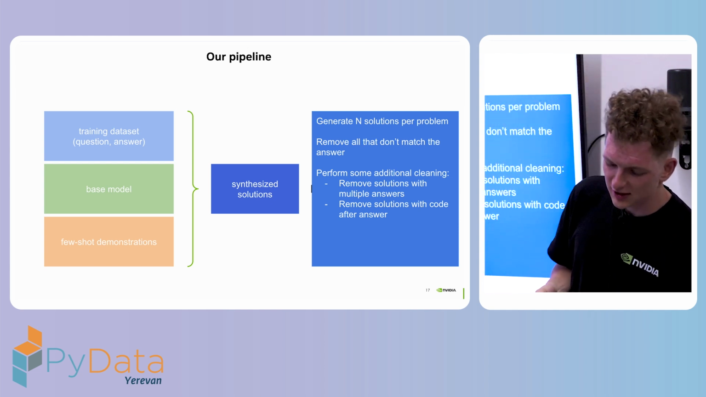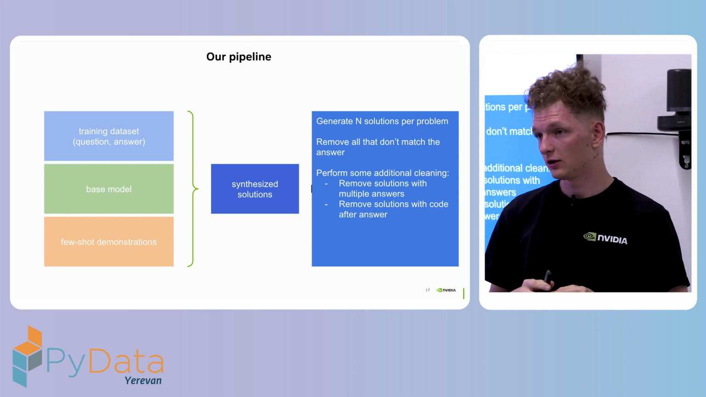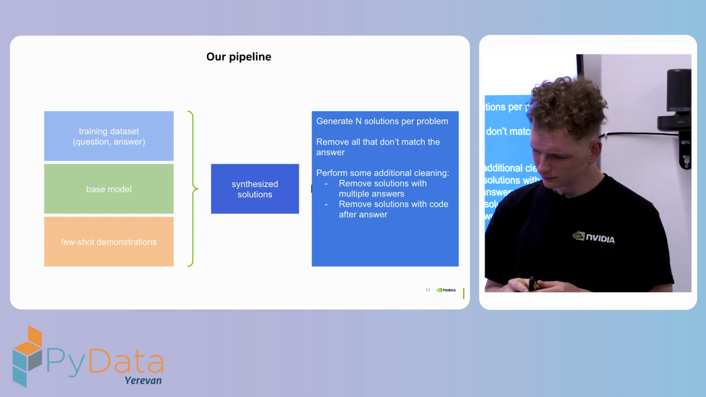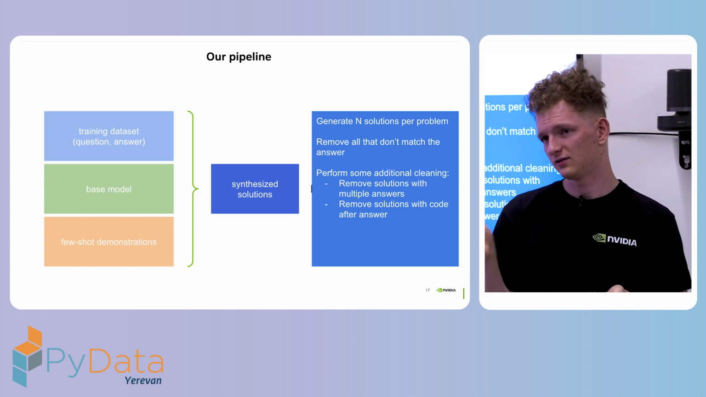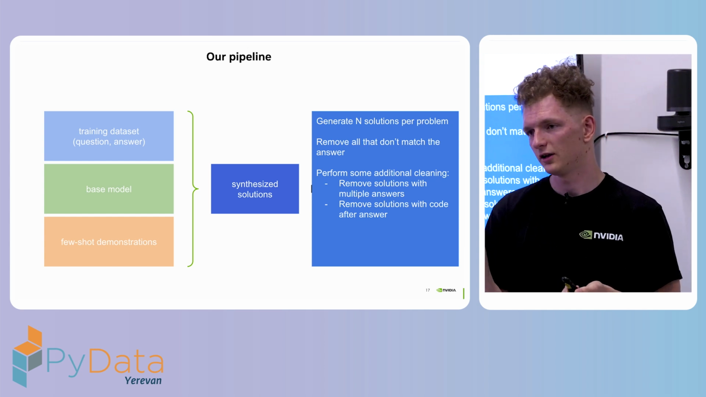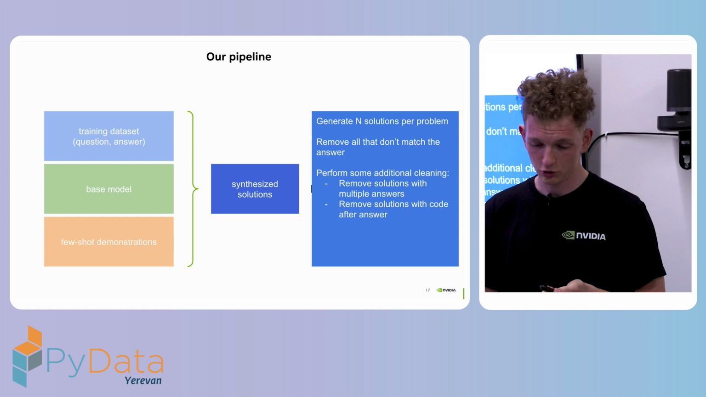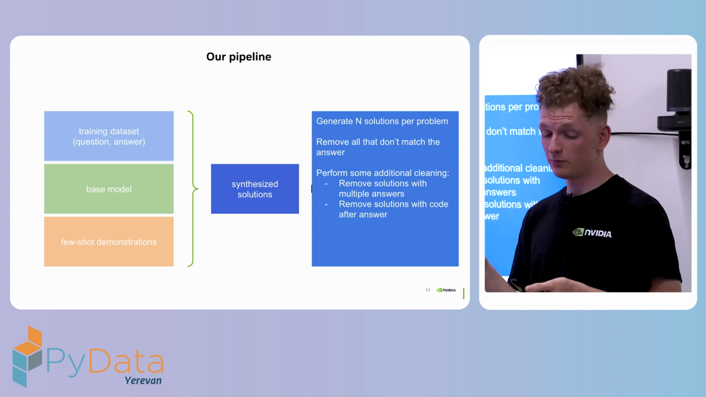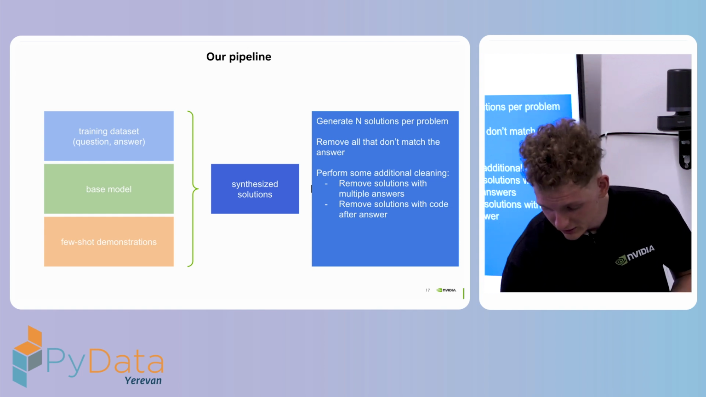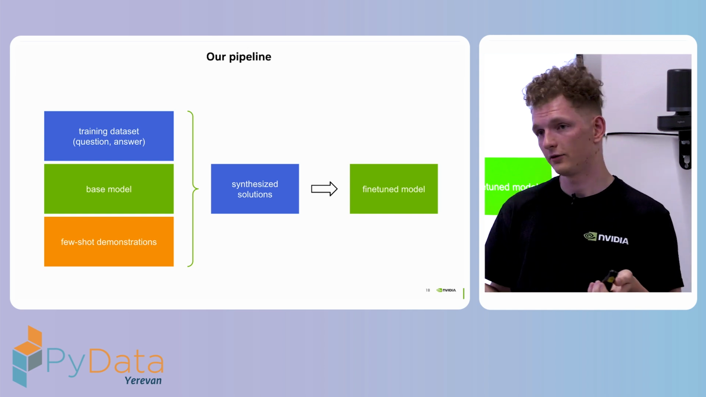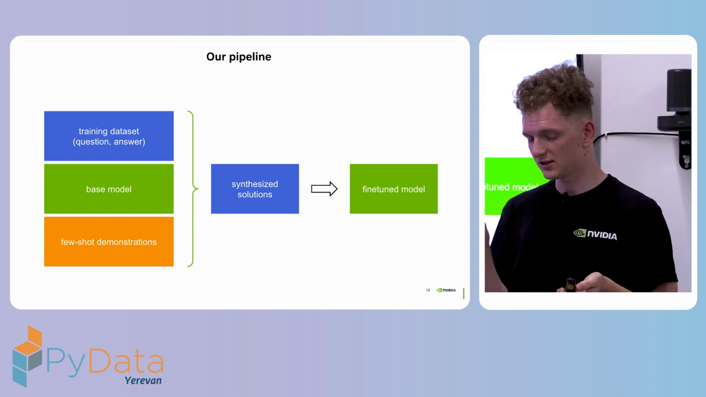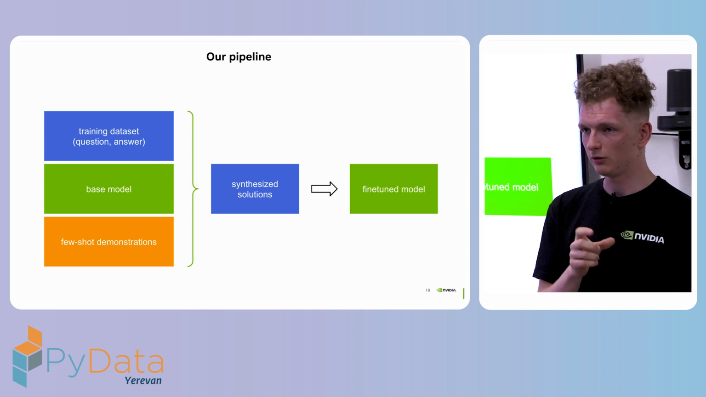Then we perform some basic filtering and remove some obviously stupid solutions. For example, the ones that get the right answer by chance, like if the solution is very short or the solution contains multiple answers or something like this. And then we just have a pretty good synthetic dataset, and we take some base model and fine-tune it.